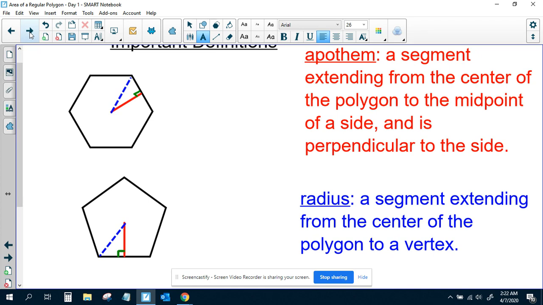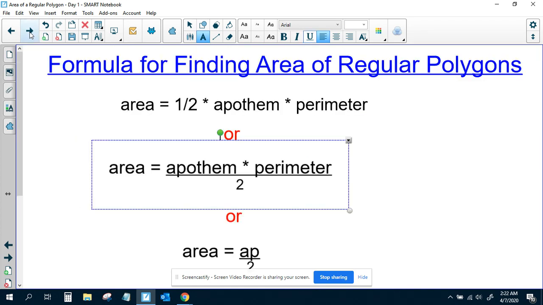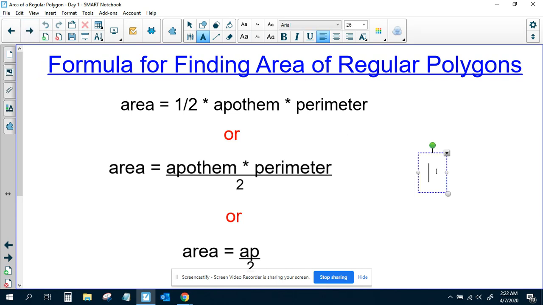All right, going on, now that we have those two definitions, we have the formula that we're going to use for finding the area of regular polygons. It's a straightforward formula: the area is equal to 1/2 times the apothem times the perimeter. Very simple formula. It gets a little deep when we're trying to actually find what those pieces are, the apothem and the perimeter, but the formula itself is pretty elegant and short.